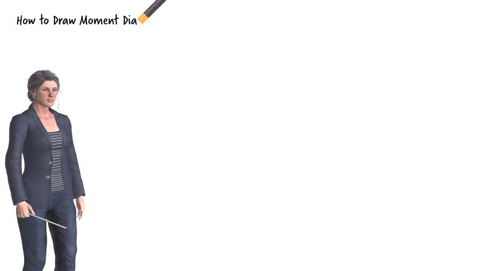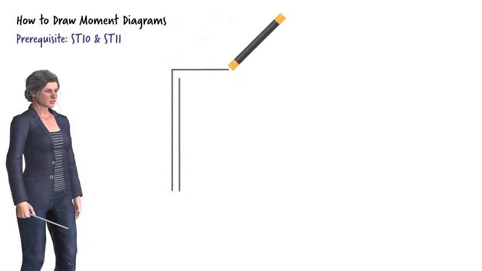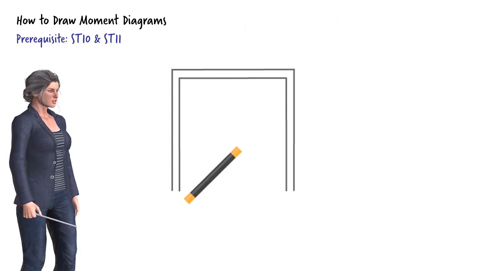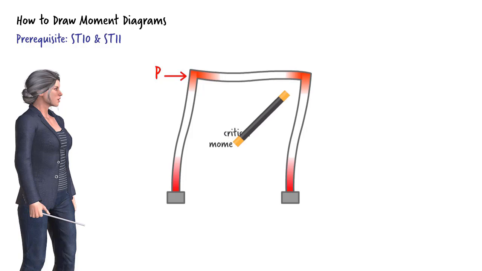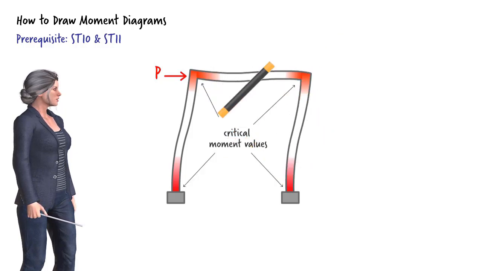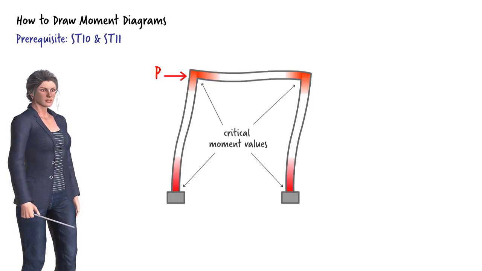Bending moment diagram. Bending moment is an internal force. It develops in beams and columns when the structure is subjected to external loads. An excessively large bending moment in a member causes structural failure. Therefore, to design the system properly, we need to locate the critical moment values in each such member.